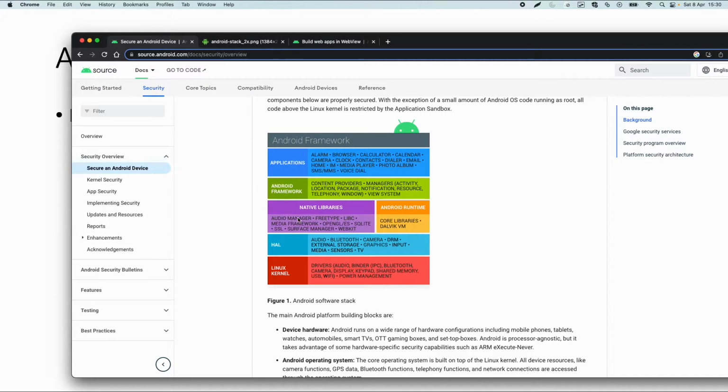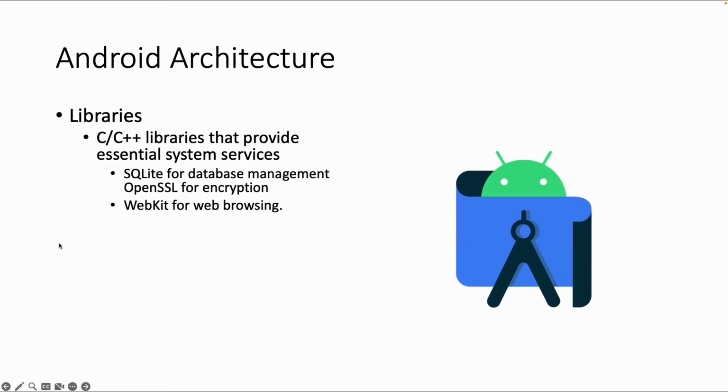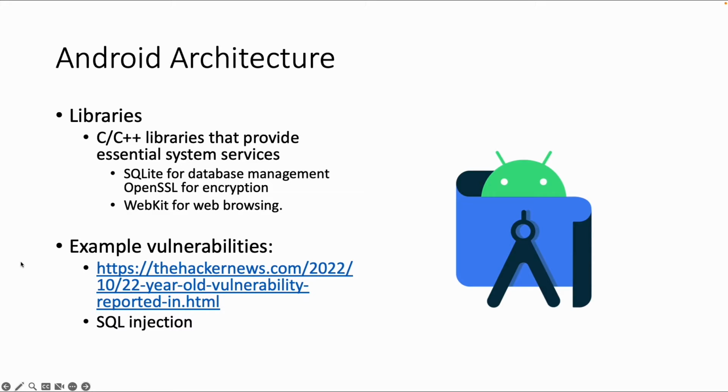Audio Manager is part of the native libraries. SQLite, which handles storage of data in a database that is local on the device. Also WebKit, which is a built-in web browser, is handled by the native libraries of Android. So some examples are SQLite for database management, OpenSSL for encryption, and WebKit for web browsing. And in the labs, we will cover some of those topics in more detail.